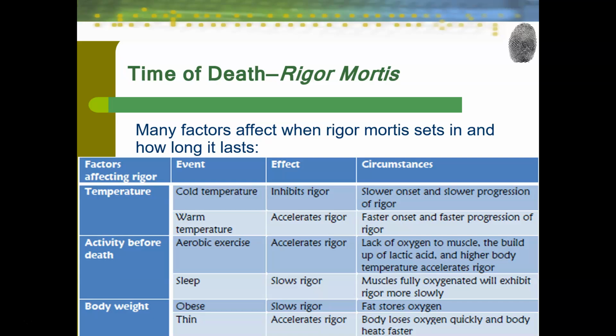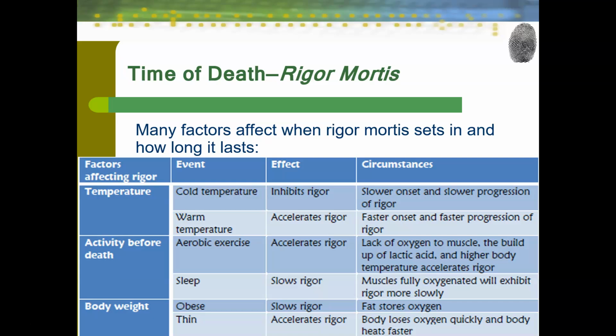As far as activity before death is concerned, aerobic exercise is going to accelerate rigor. That's because aerobic exercise often causes your muscles to become depleted of oxygen. Since the muscles are already depleted of oxygen, and additionally your body is at a higher temperature, it's going to cause rigor to happen faster. Meanwhile, if someone is asleep, it's going to be slower because when you're sleeping, your body actually becomes really well oxygenated because you're breathing without even thinking about it. So having all of that oxygen means that you are going to go into rigor slower.